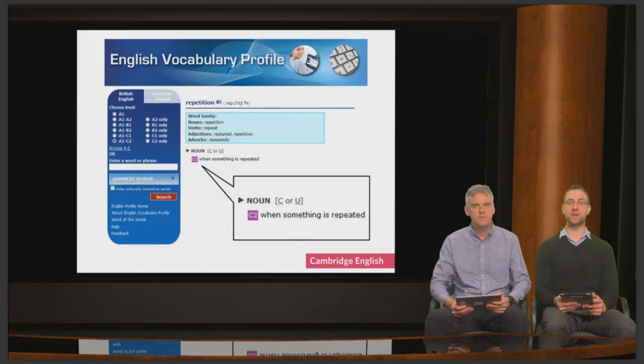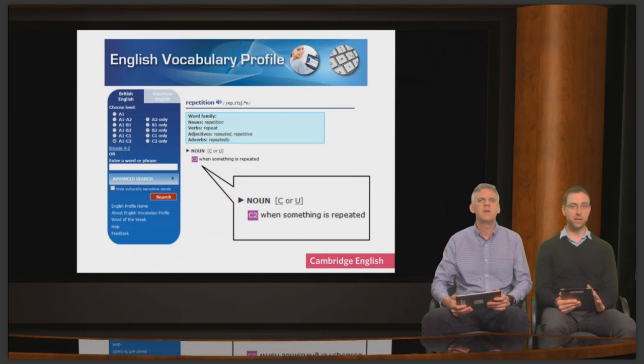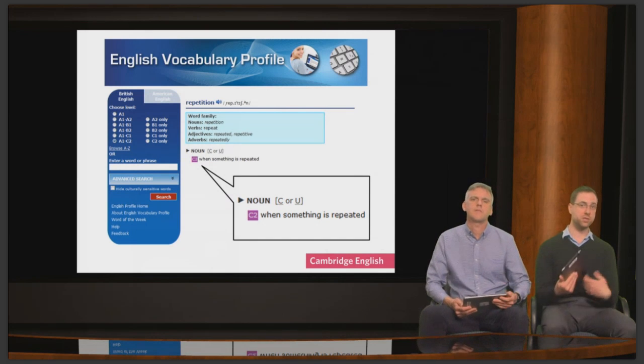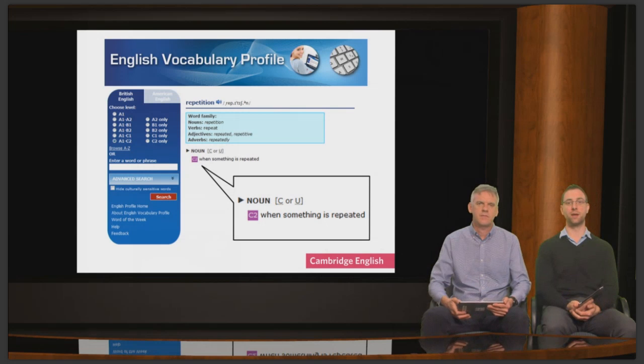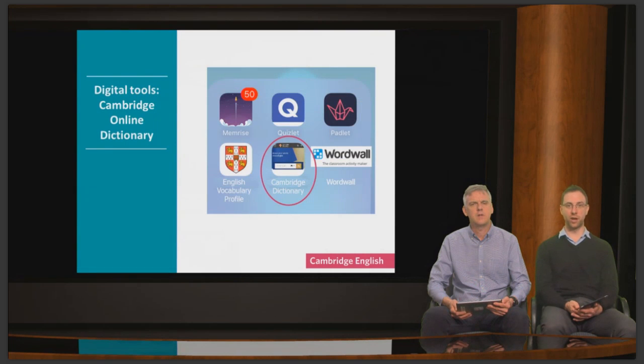Also, don't forget that this is a guide based on a corpus of learners' use of vocabulary, and it doesn't mean that learners would never come across this word at a lower level. So, English Vocabulary Profile is one way to find out about the level of words. Another online resource that can help you is an online dictionary, such as the Cambridge Dictionary.